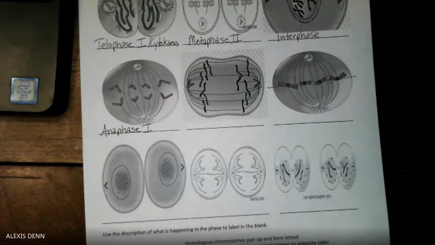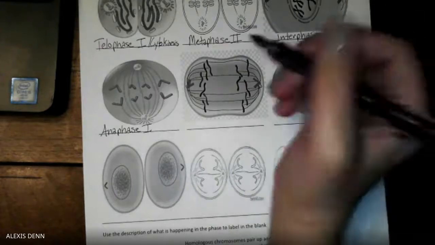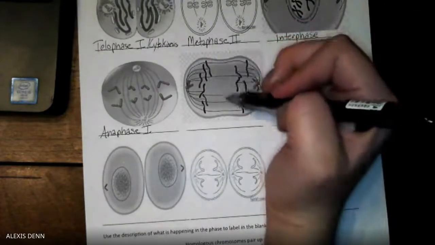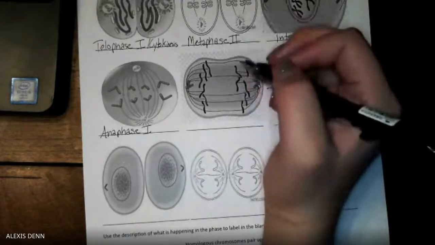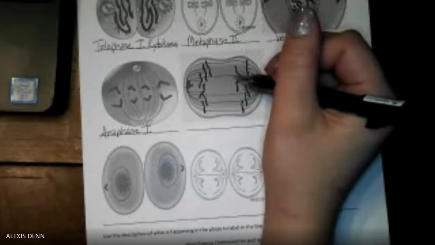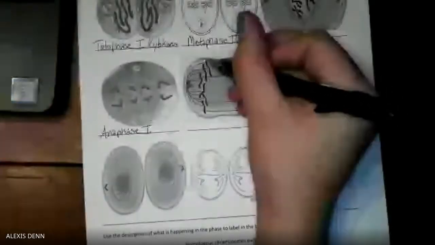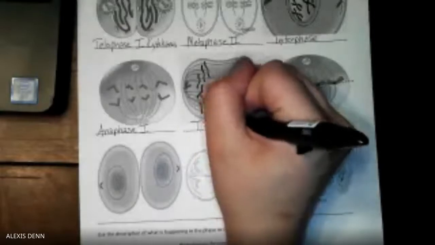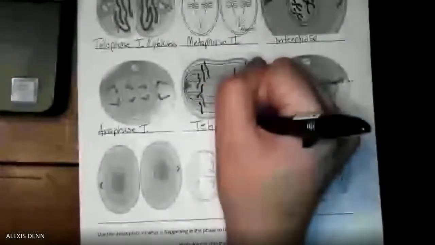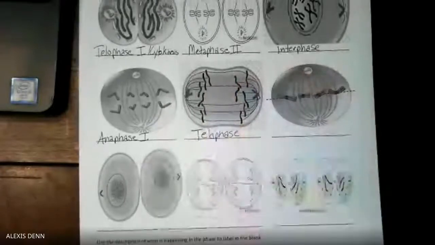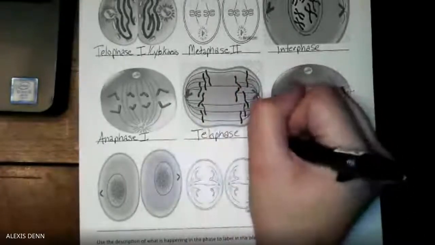In the next image, we start to see this pinching in the center of the cell. The chromosomes are still being pulled apart, but now that we have this pinching happening, this tells me that I'm looking at one of the phases of telophase. Only one cell is dividing at this point, so this is telophase 1.